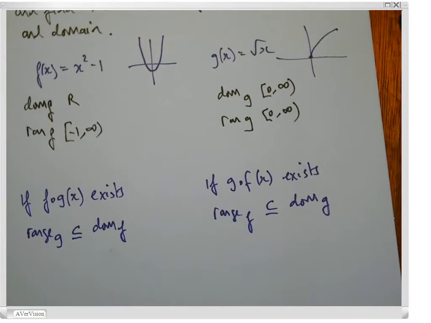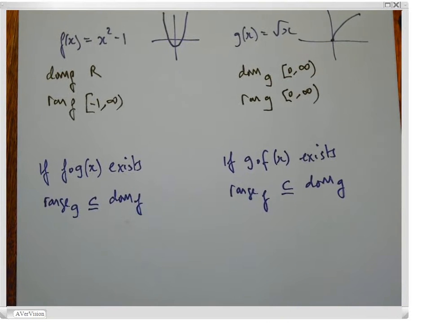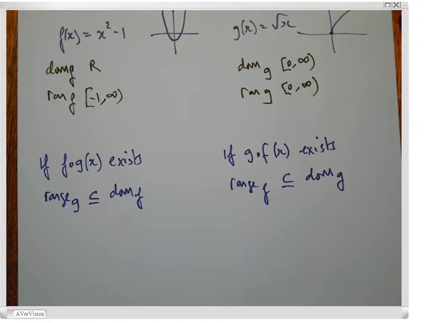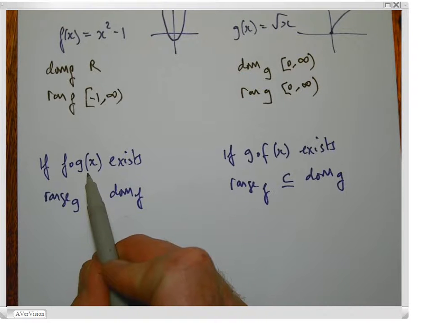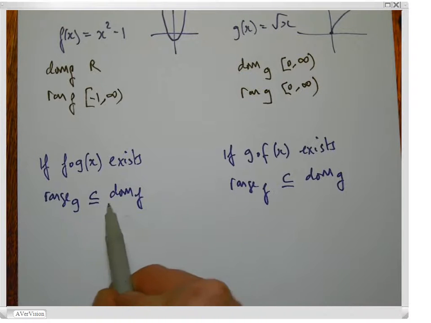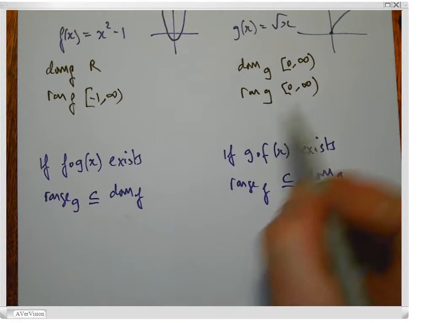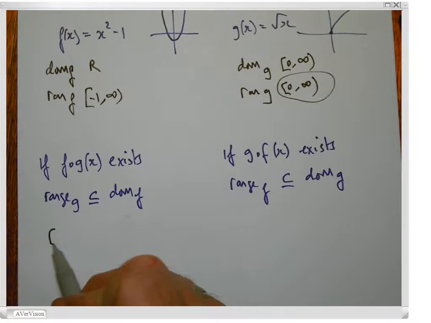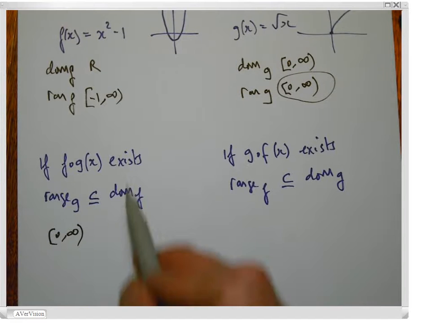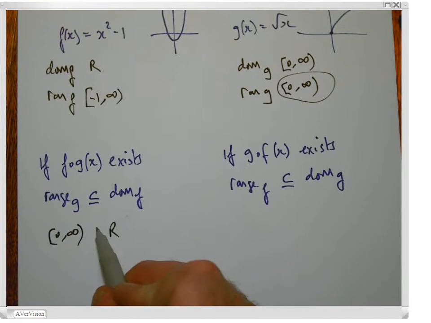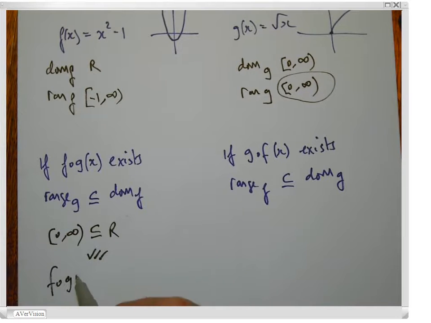Okay. Now our test to see whether f o g exists is: it goes through g first, so the range of g has to be a subset of the domain of f. The range of g is 0 to infinity. The domain of f is all real numbers, and it is a subset, so f o g of x does exist.